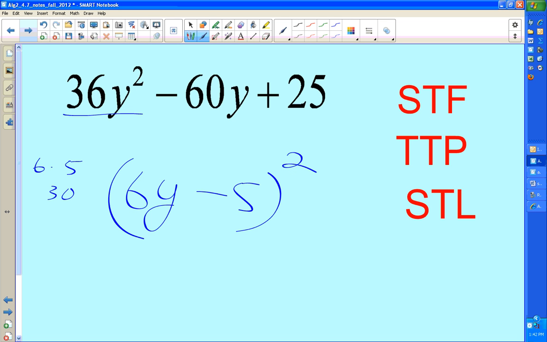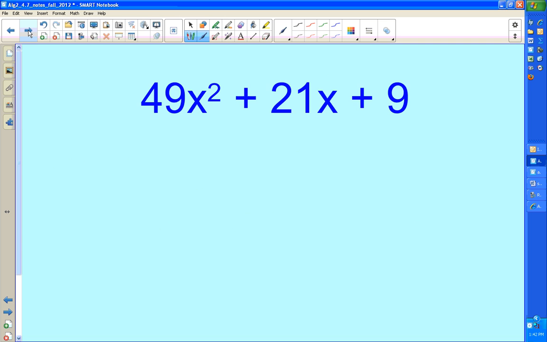Question? Square root of A? 7. Square root of C? 3. 7 times 3? 21. Is equal to 21, so it's a perfect square trinomial. No. It has to be half of it. This is not a PST.